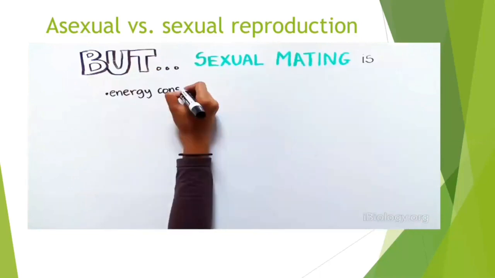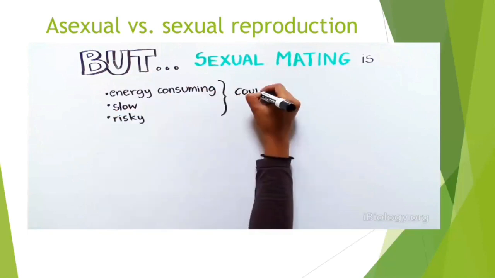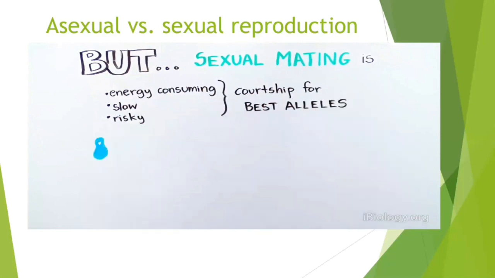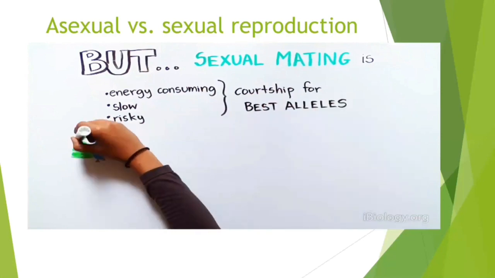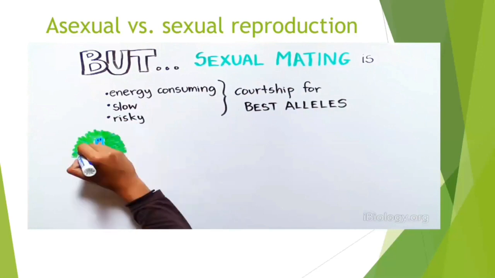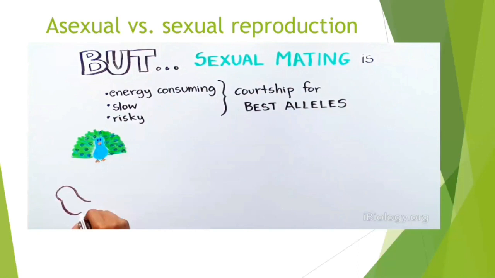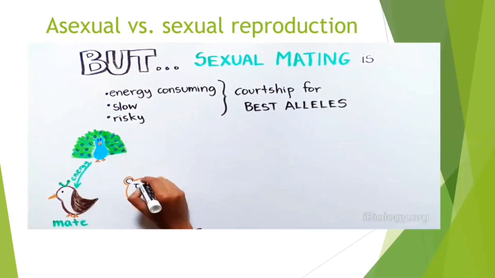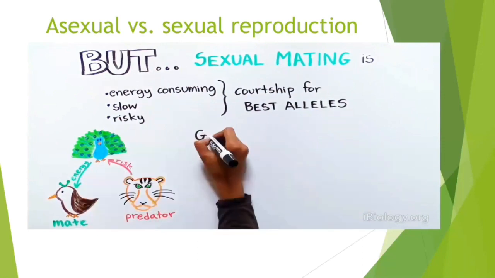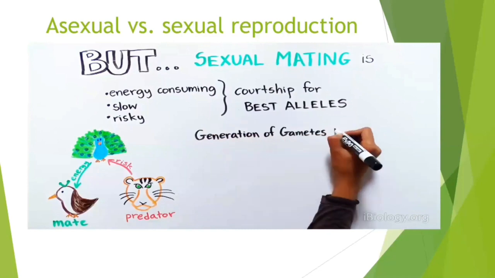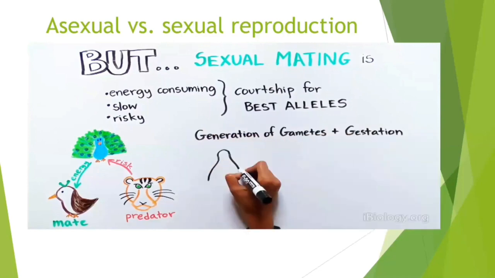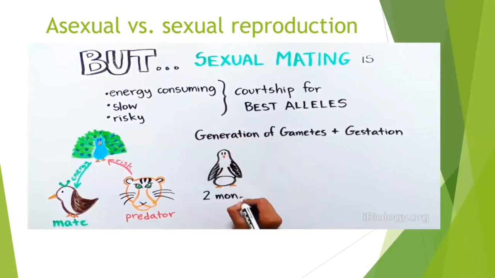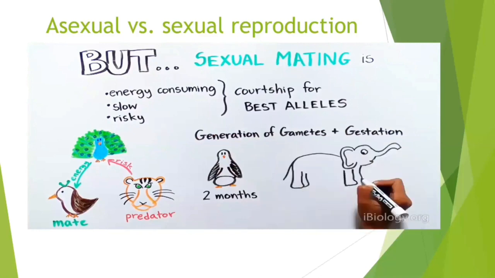mating is an energy-consuming, slow and risky process. To improve the chance of selecting the best partner and therefore the best alleles, some species have evolved highly sophisticated courtship behaviors. Male peacocks, for example, grow long iridescent tail feathers and perform an elaborate dance to attract a mate. But this process requires energy and can attract predators. In addition, the generation of gametes for sexual reproduction and the subsequent gestation and incubation take time and energy. For example, emperor penguins must sit on their eggs for over 2 months, and elephants can be pregnant for almost 2 years.